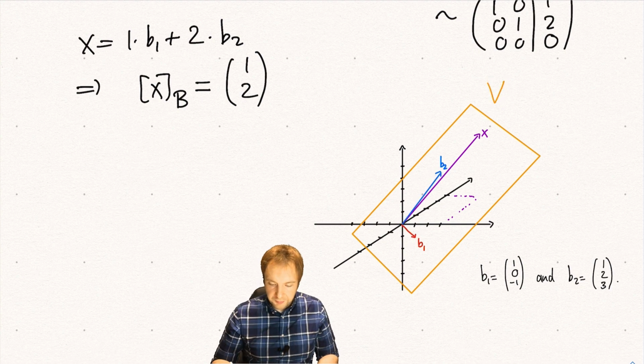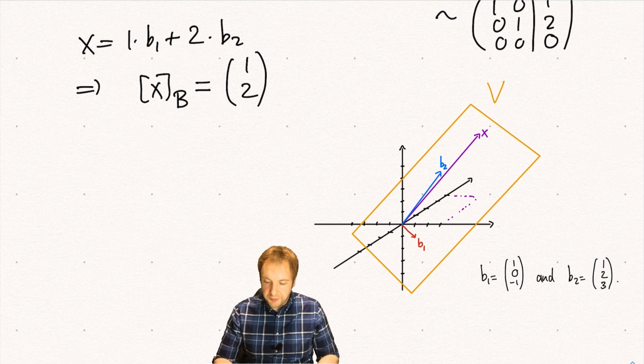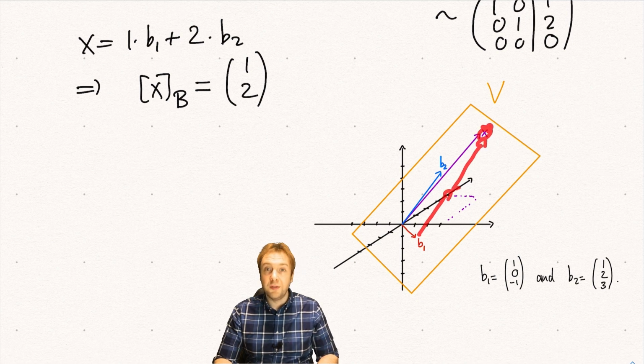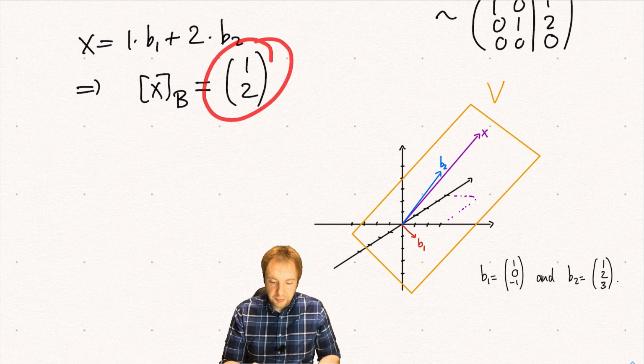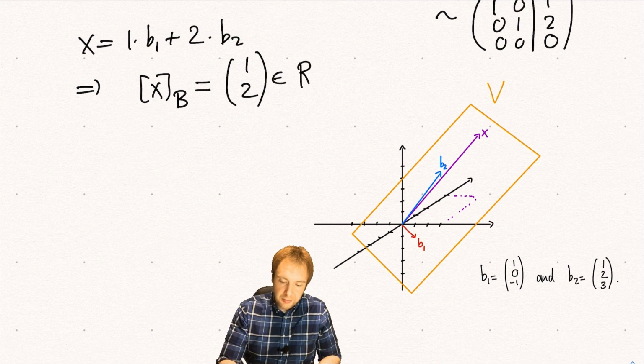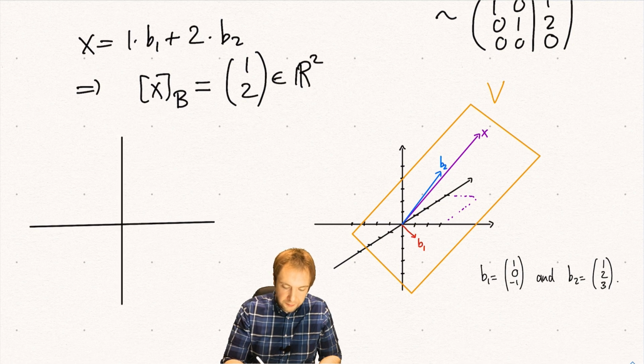And what we showed now is that, well, maybe the scaling is not nice here, but we showed that for the vector x, we take 1 times the vector b1, and then we take 2 times the vector b2, and then we get this point here. And this coordinate vector here is an element in R2. So let's draw here a picture of R2, where this lives. So 1, 2. So let's draw this vector here. So this is the vector 1, 2.